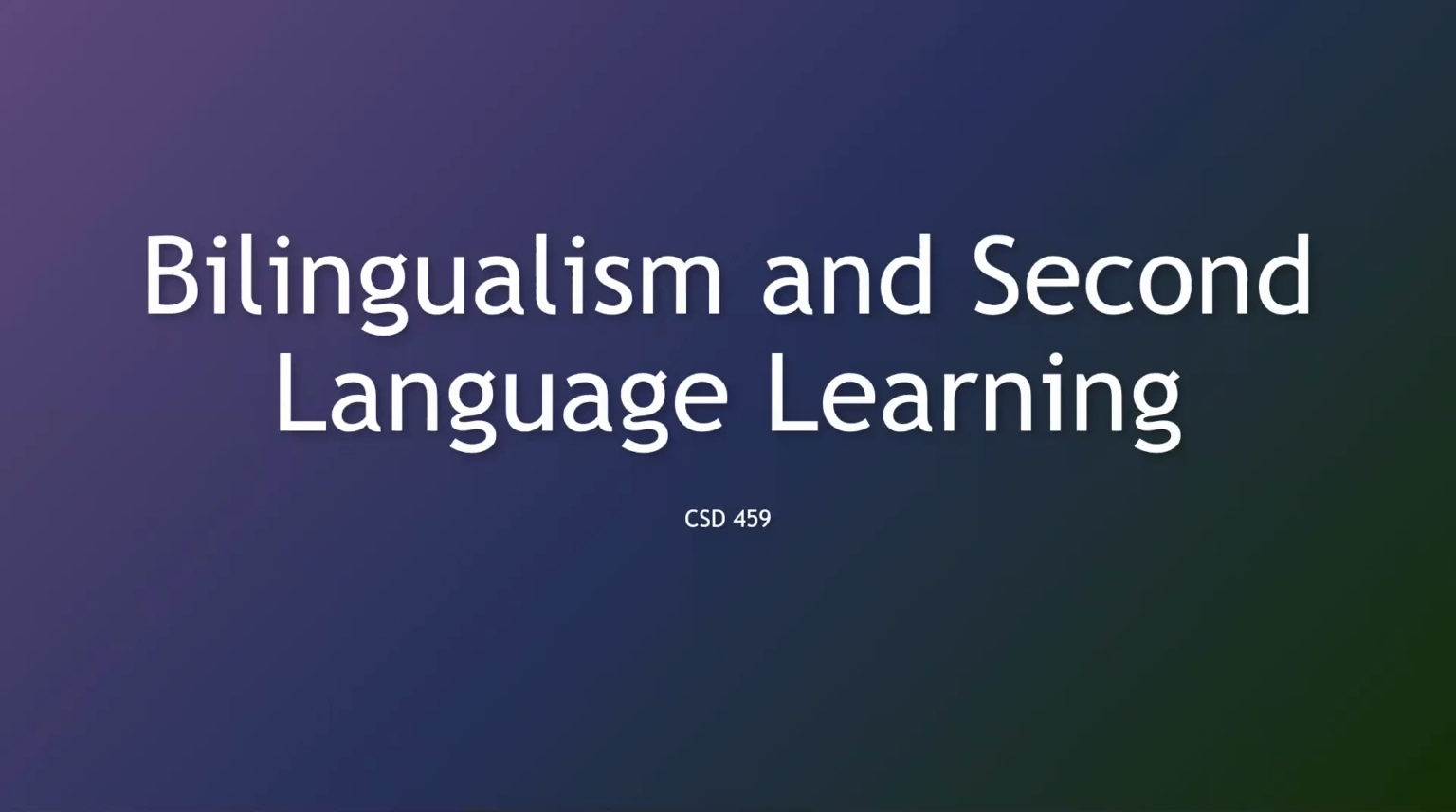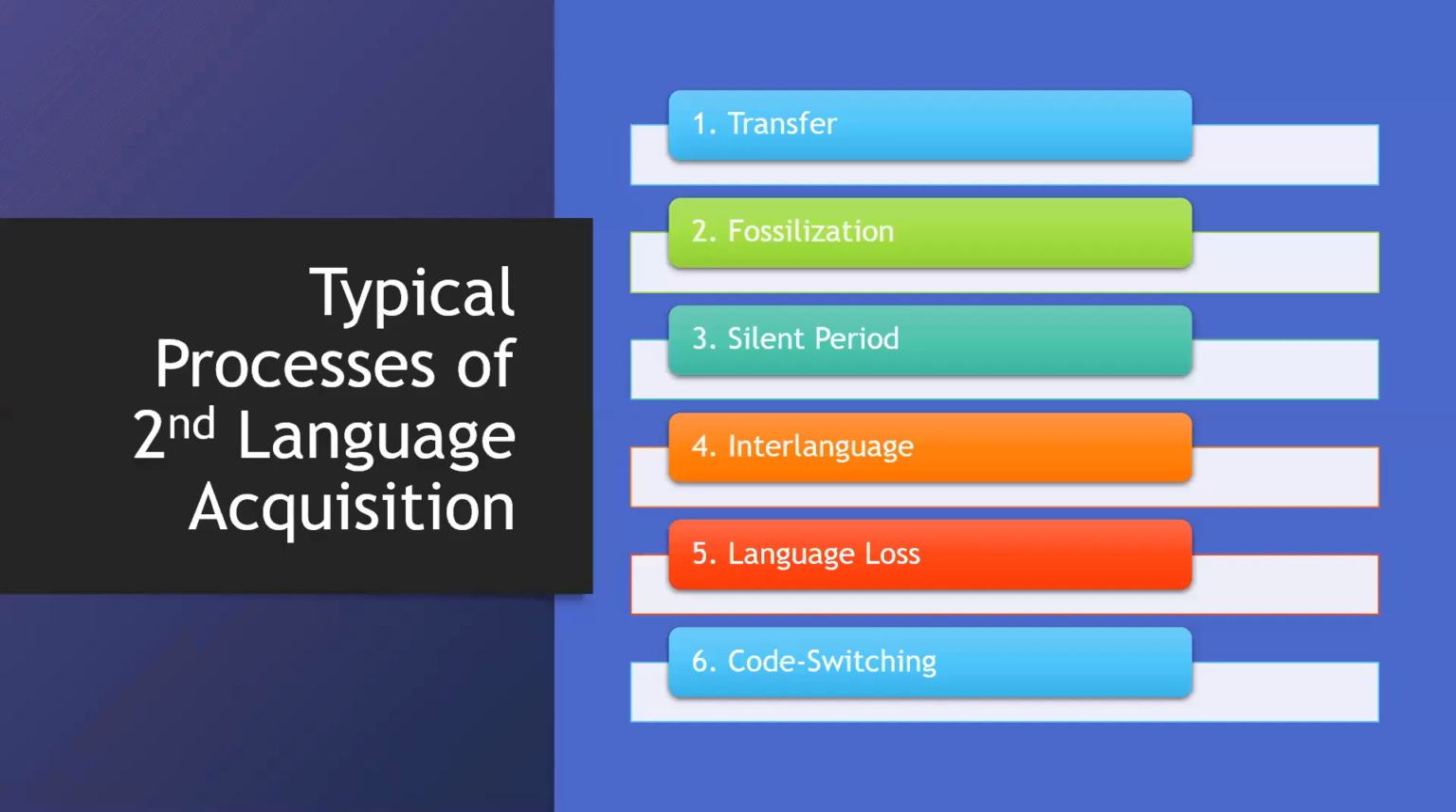All right, y'all, here we go. So we're going to talk about all 6 of these processes. Your book details these 6 processes that are involved in second language acquisition, and we're going to talk about it in the frame of learning English as a second language. All right, so here we go.